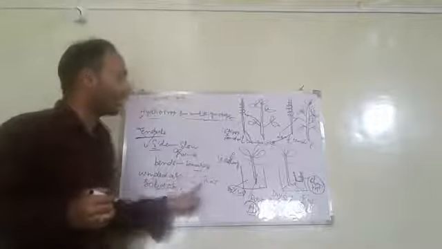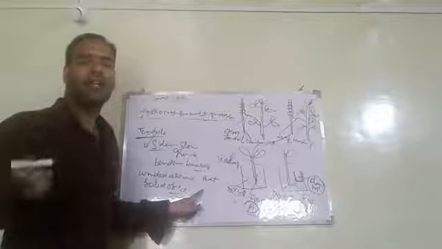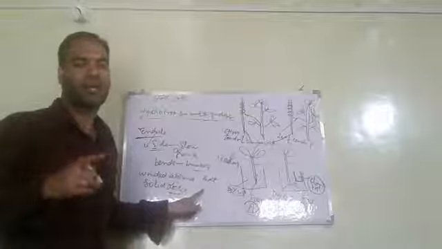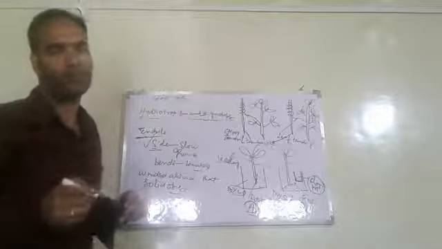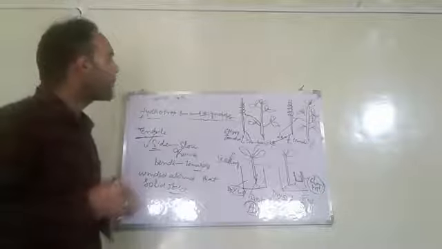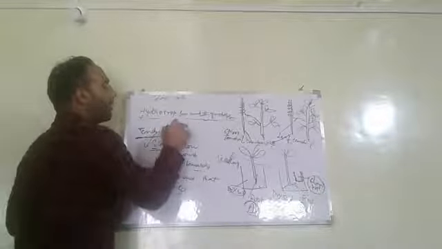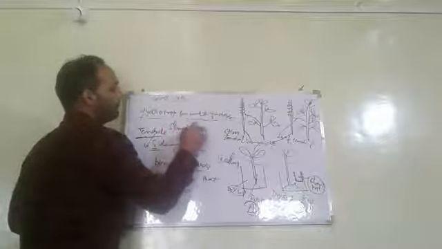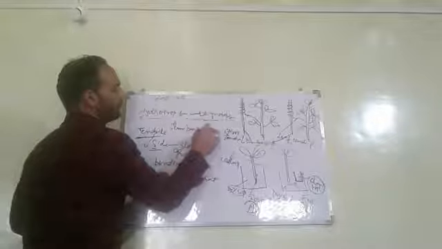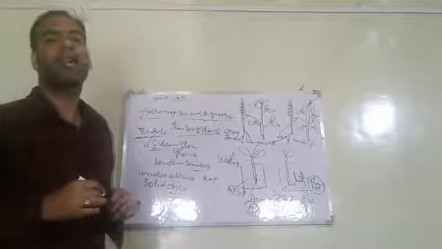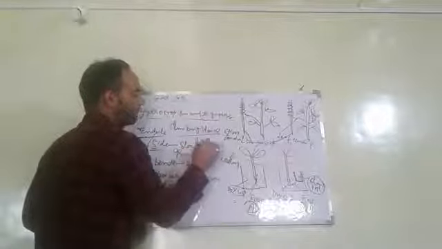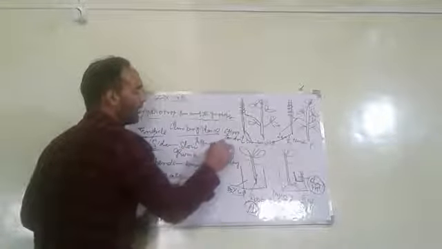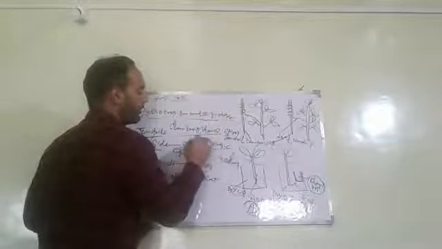This winding of tendril, when tendril comes in contact with solid object, is an example of thigmotropism. This thigmotropism is mainly shown by climbing plants. It means tendrils of climbing plants are positively thigmotropic. The tendrils of these climbing plants are positively thigmotropic.